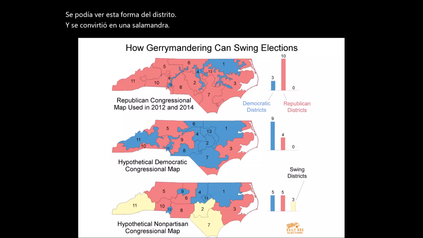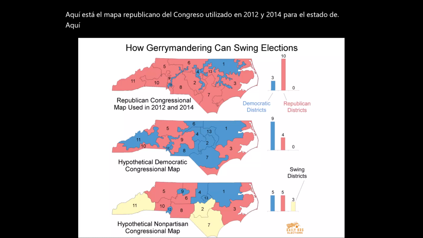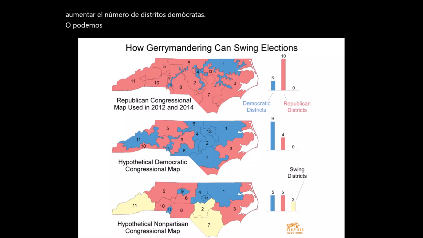So, how can gerrymandering swing elections? Well, here's the Republican congressional map used in 2012 and 2014 for the state of South Carolina. Here's a hypothetical Democratic congressional map. So you could see we could increase the number of Democratic districts. Or we can make a nonpartisan congressional map where we get 3 swing districts.